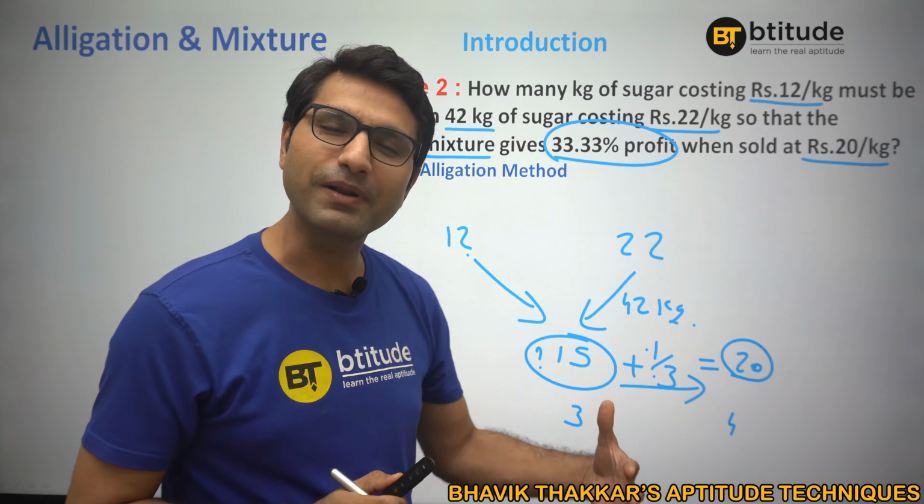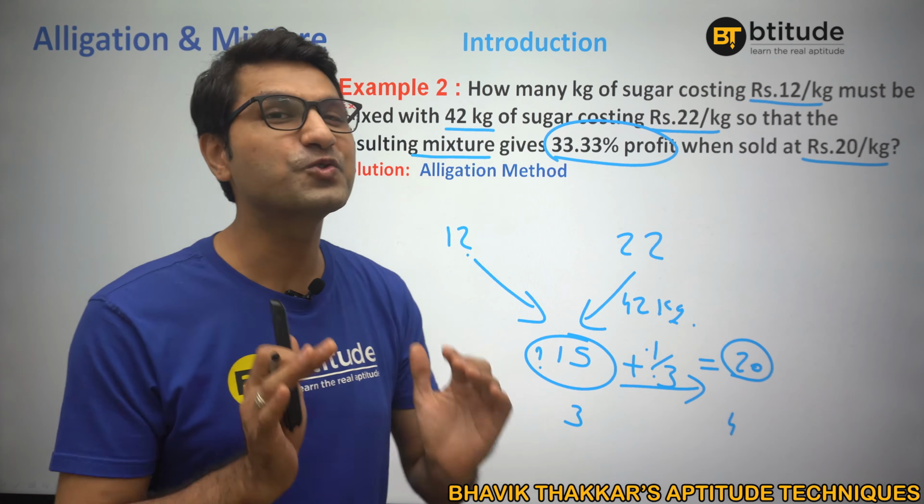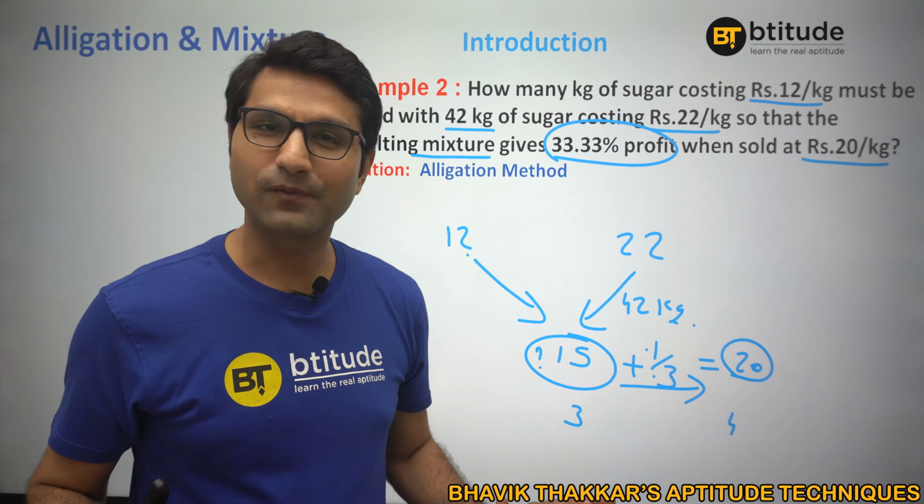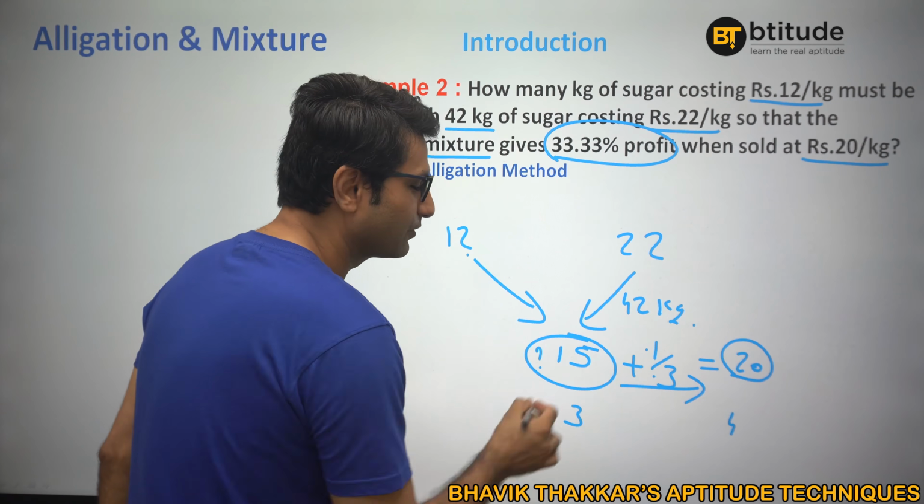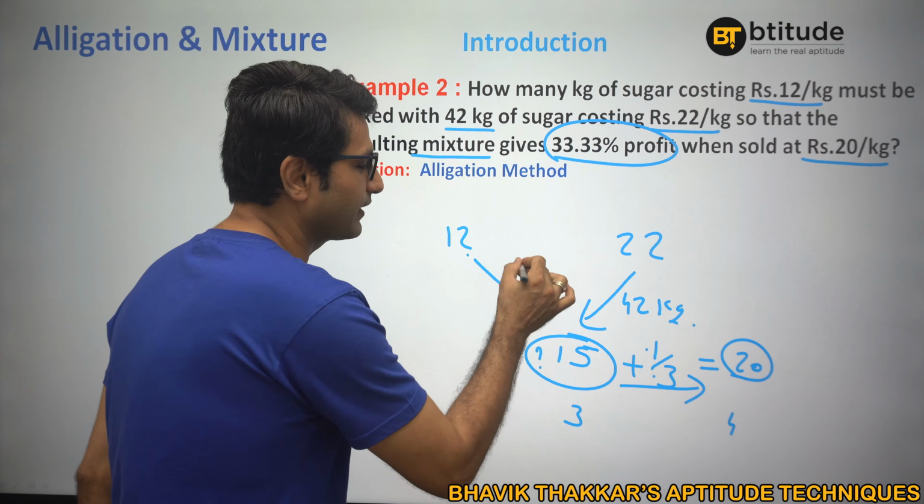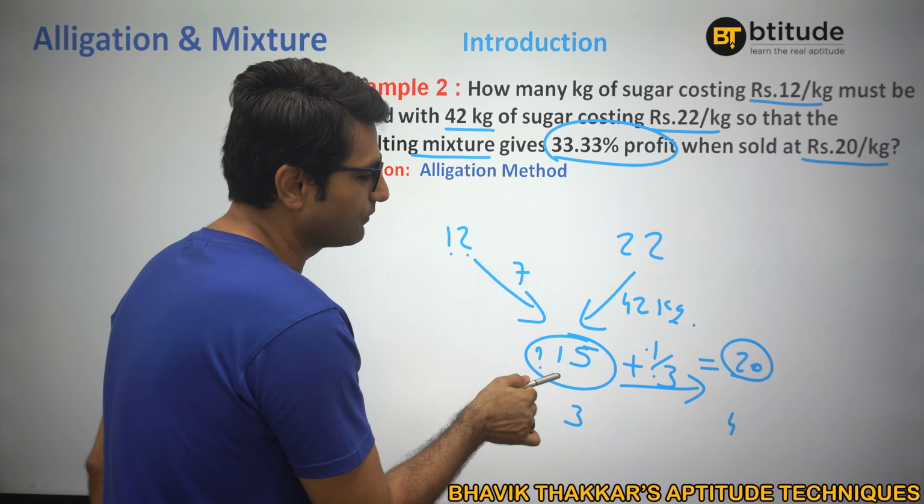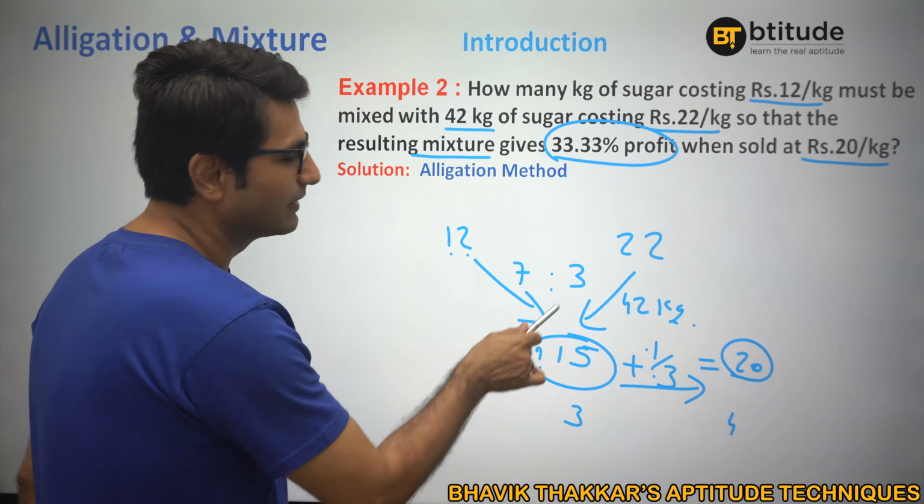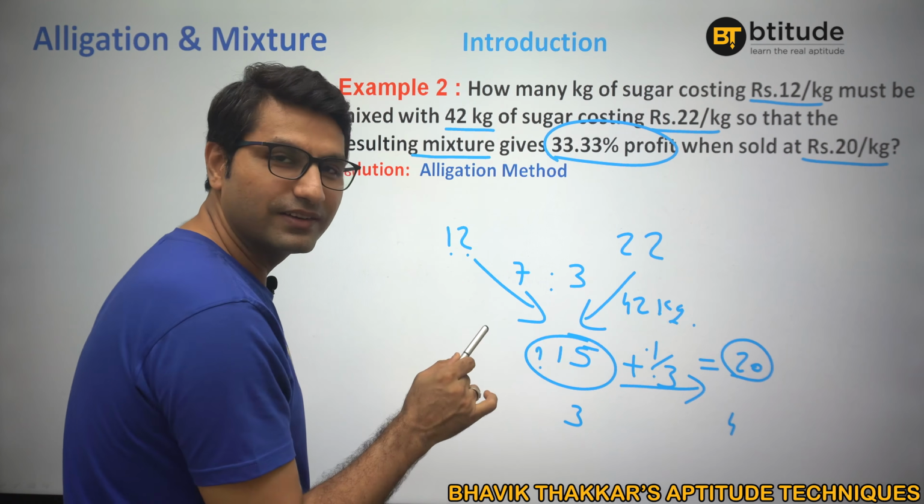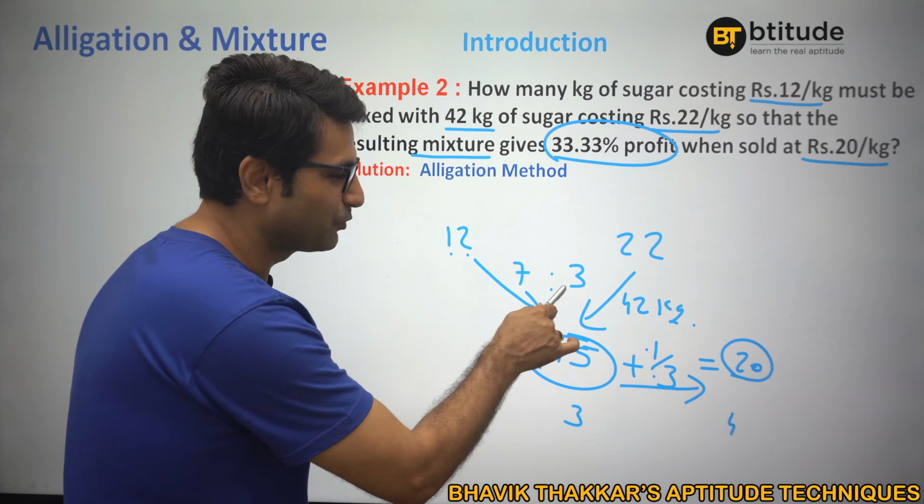Either you go with the multiplying factor or you go with replica, but you should be knowing it by now. Fine? Alright then. Once you find 15 is your average cost, it's very easy, isn't it? 22 minus 15, 7 goes this side, 12 and 15, 3 difference goes this side. Fine. Now understand, this 3 is given as 42 kg into 14.